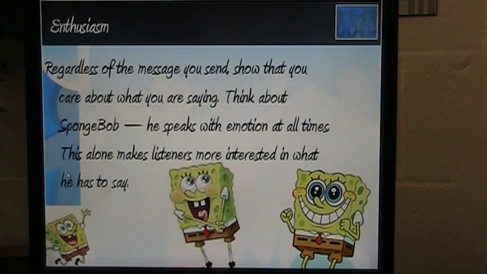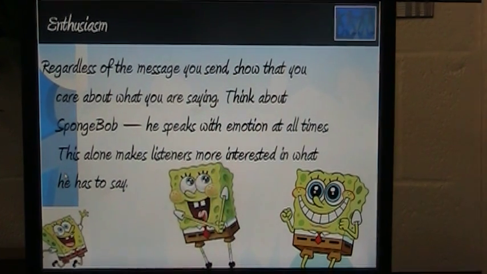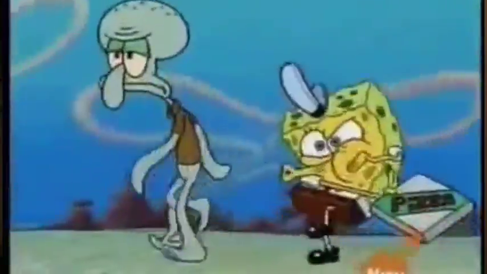Regardless of the message you send, show that you care about what you are saying. SpongeBob is a great example of this. He speaks with emotion at all times. This alone makes listeners more interested in what he has to say. Now, please don't get me confused. I'm not saying that you have to go around communicating like SpongeBob does. After all, he is just a cartoon character, a drawing.